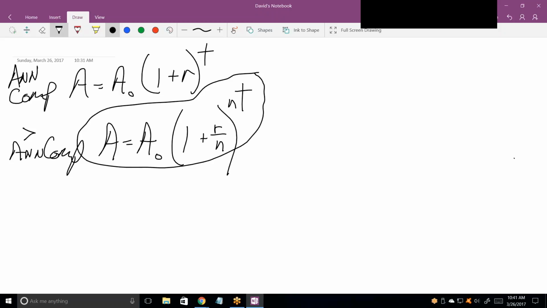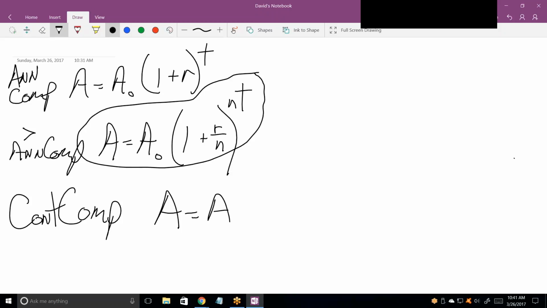In other words, one of these is if you have annual compounding, and the other one is if you have more frequently than annual. And then there's a third one, let's talk about. It's called continuous compounding. That's completely different. That's A equals, I refer to it as PERT, but it's really A sub 0 e to the RT.